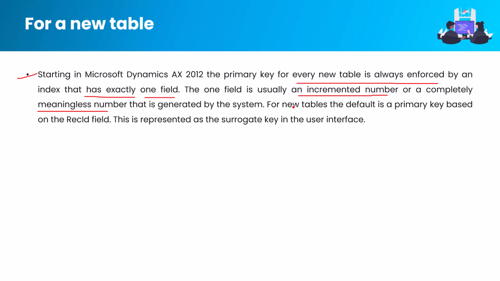For a new table, the default is the primary key based on the rec ID field, and this is represented as the surrogate key in the user interface. If you already saw our previous videos on the table, there I have already shown the primary index and how the surrogate key actually implements the clustered index.